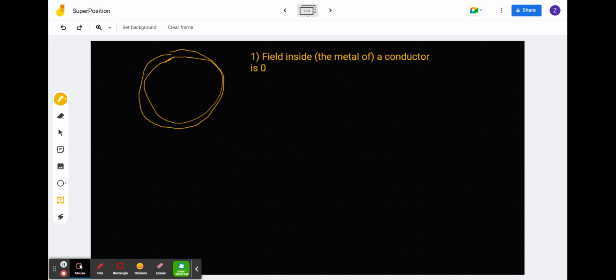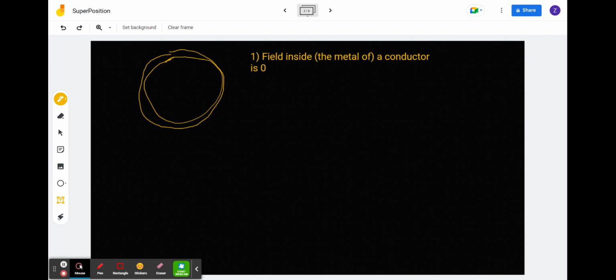And that's because if there was a field inside the conductor, what that would mean is that there would be a free movement of the electrons inside, because conductors allow for the free movement of electrons. And if they move, they should create a counter current, because of induced current. So they should settle back to equilibrium, meaning the field inside the conductor has to be zero.